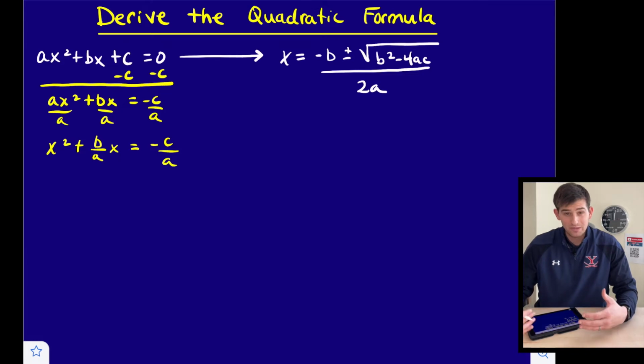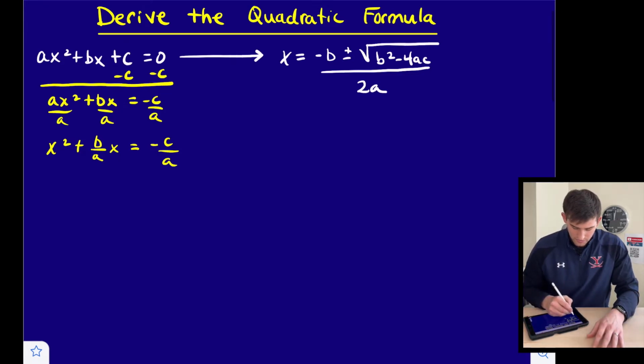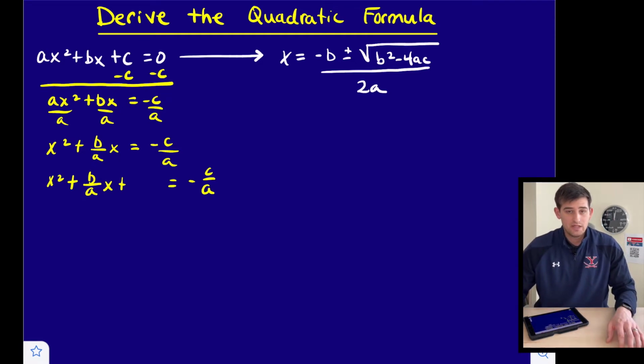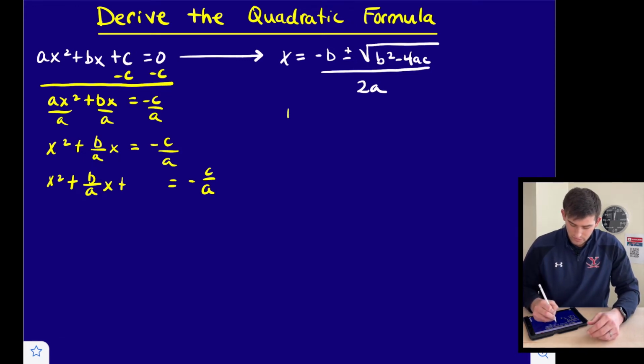And now we can complete the square for what's on the left side of our equation. So remember, to complete the square, we're going to say x squared plus b over a x plus, I'm going to leave a little bit of space right there, because remember, when we complete the square, whatever we add to one side of the equation, we have to also add that same thing to the right side of the equation. So in order for us to complete the square, we're going to do b divided by 2, and we're going to square it.